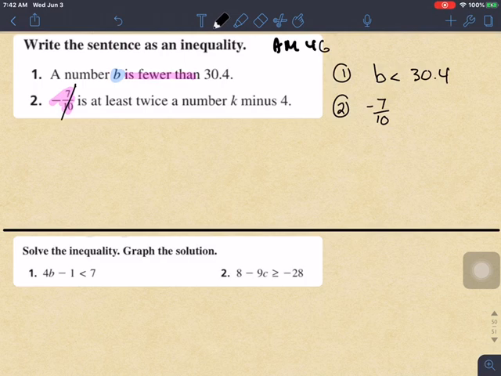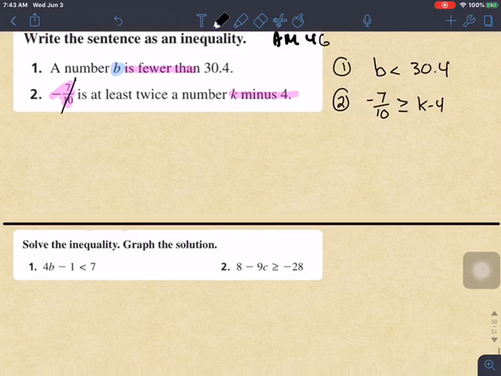You might think that that means that -7/10 is smaller than. Well, that would be it's at most. So if it's at least, then we have the larger than symbol. And then what you have is a number k minus 4. That's pretty simple. There's your variable, right? K minus 4. So that's an example of how you would break down and write inequalities. That's not all you need to know, but that's part of what you need to know.